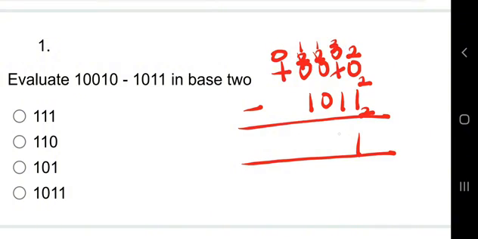So 2 minus 1 gives what? 1. Then 1 minus 0 gives what? 1. Then 1 minus 1 gives what? 0. So which means the answer is what? 111 base what? Base 2. That is this option here. I hope this is clear. All right.